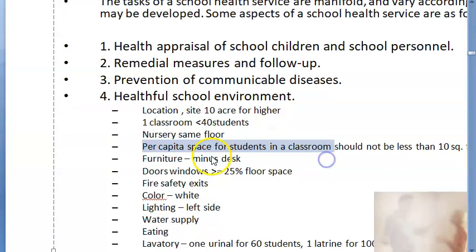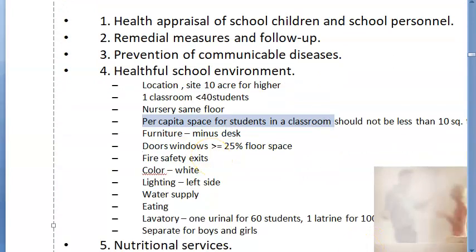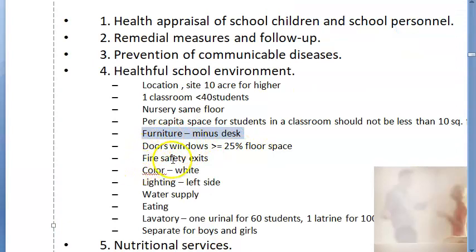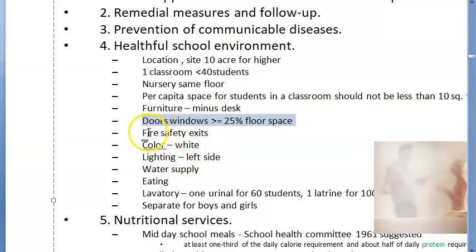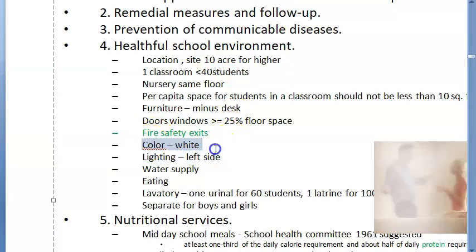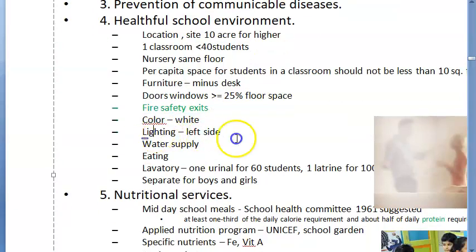Per capita space for students in a classroom should not be less than 10 square feet, remember. And furniture, you should have the minus desk. You saw this minus desk where it overlaps, right? So that you can keep the spine position correctly. Doors and windows should be greater than or equal to 25% of floor space. There should be fire safety exits. Very, very important nowadays. Schools are being built like jails with grills. School building color should be white. It should be whitewashed regularly. But the lighting should be from the left side because children write with their right hand. If the lighting comes from behind, then they will get shadow.